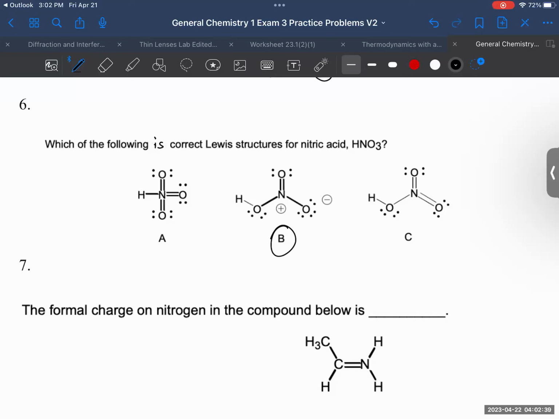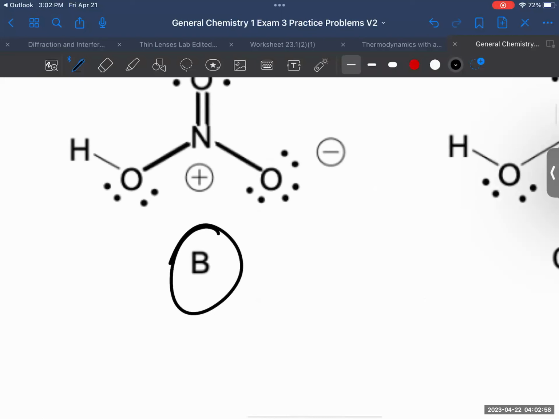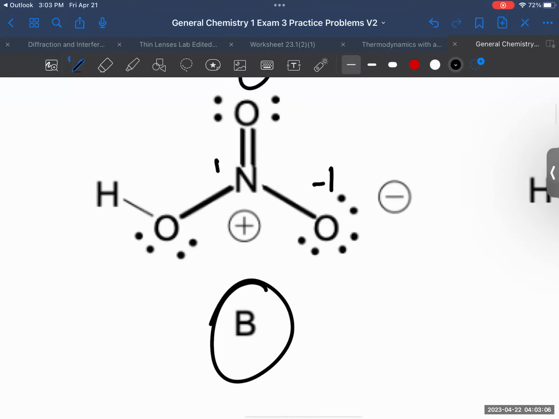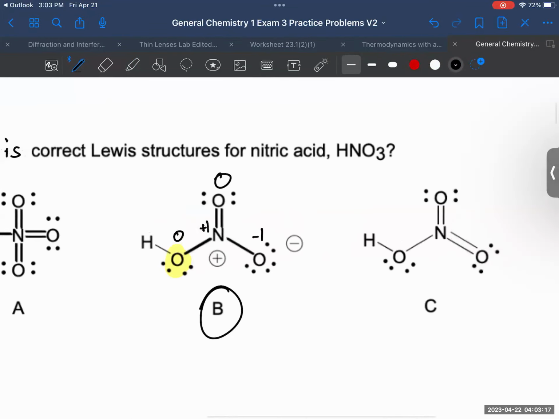The O's are negative because they're single bonded, the oxygens. And the one on the top, the formal charge is zero. Usually they indicate the formal charge by putting it on the molecule. So this negative tells you that the formal charge is negative one for the oxygen. Same with the nitrogen, it tells you that it's plus one. And what's the formal charge of this oxygen? Zero. And hydrogen, we don't care about.